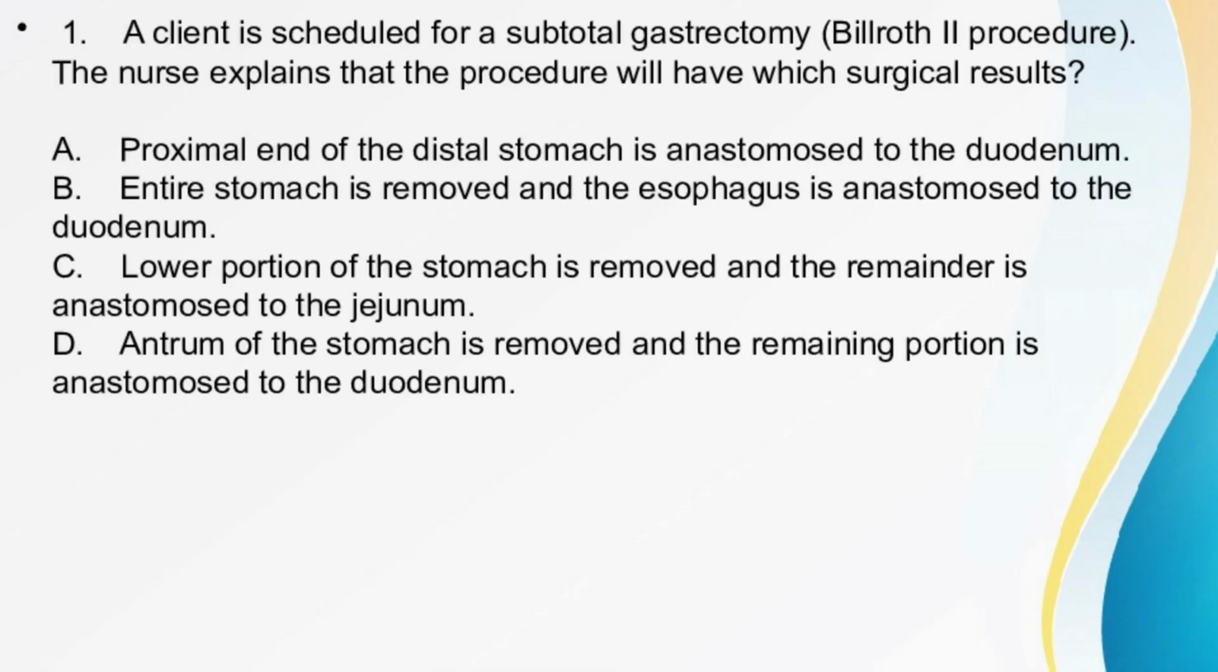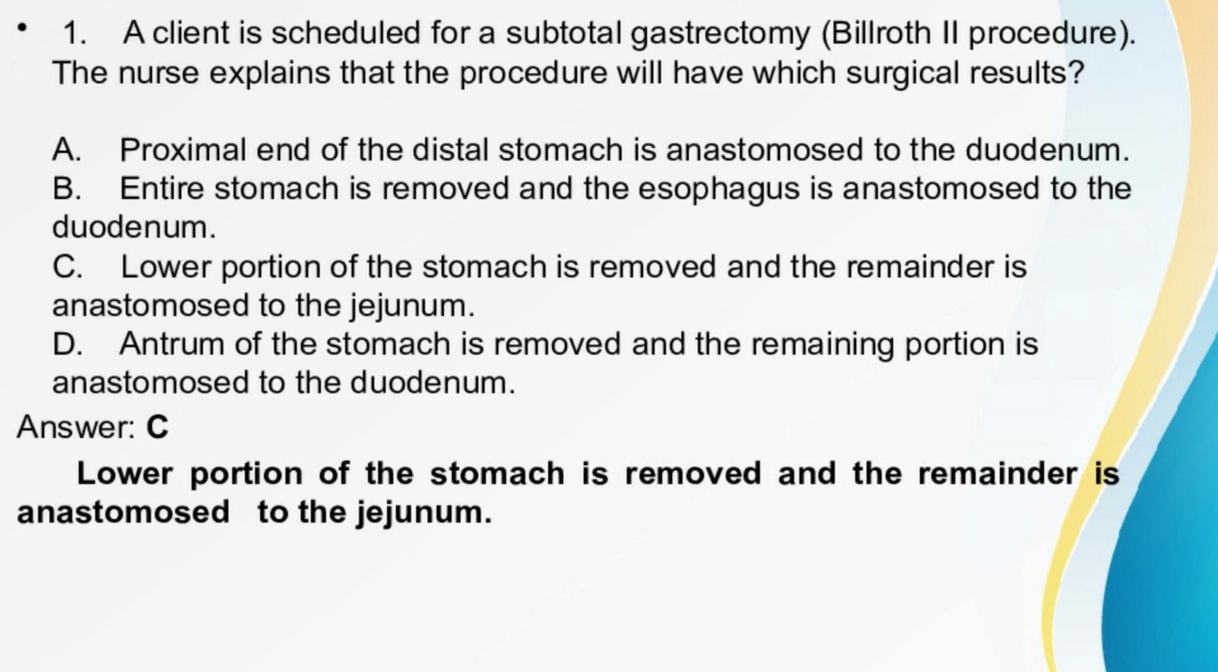Question number 1. A client is scheduled for a subtotal gastrectomy, Billroth II procedure. The nurse explains that the procedure will have which surgical results: A. Proximal end of the distal stomach is anastomosed to the duodenum, B. Entire stomach is removed and the esophagus is anastomosed to the duodenum, C. Lower portion of the stomach is removed and the remainder is anastomosed to the jejunum, D. Antrum of the stomach is removed and the remaining portion is anastomosed to the duodenum.